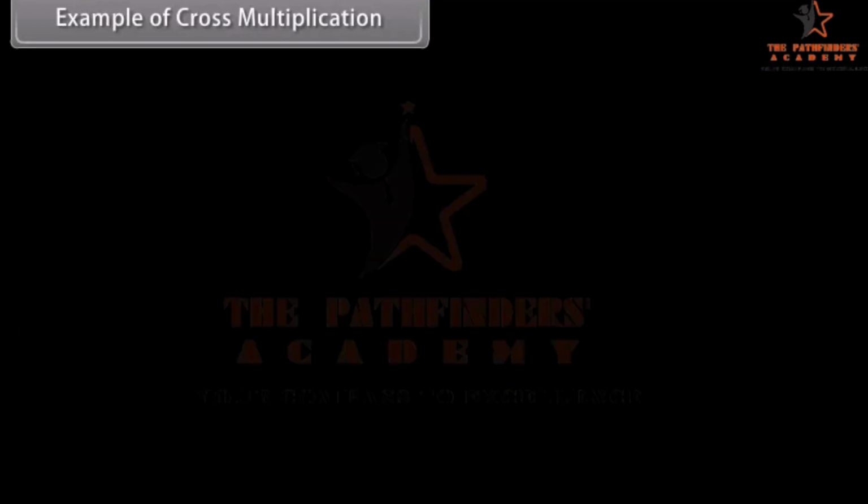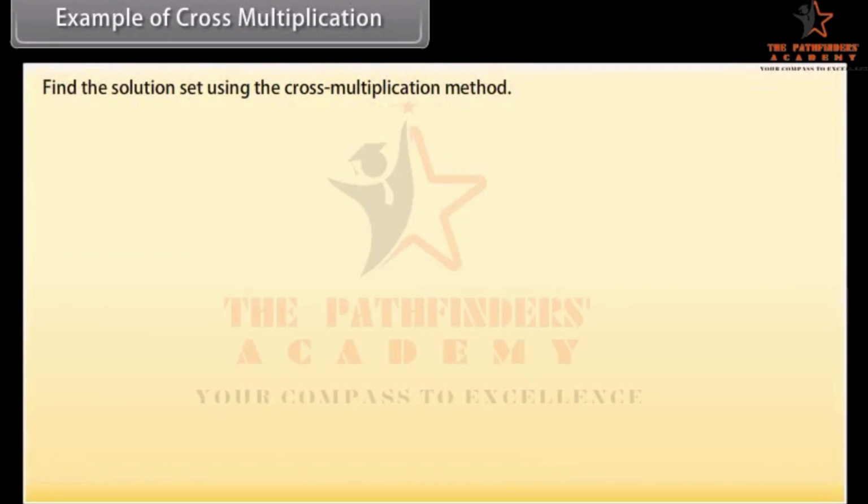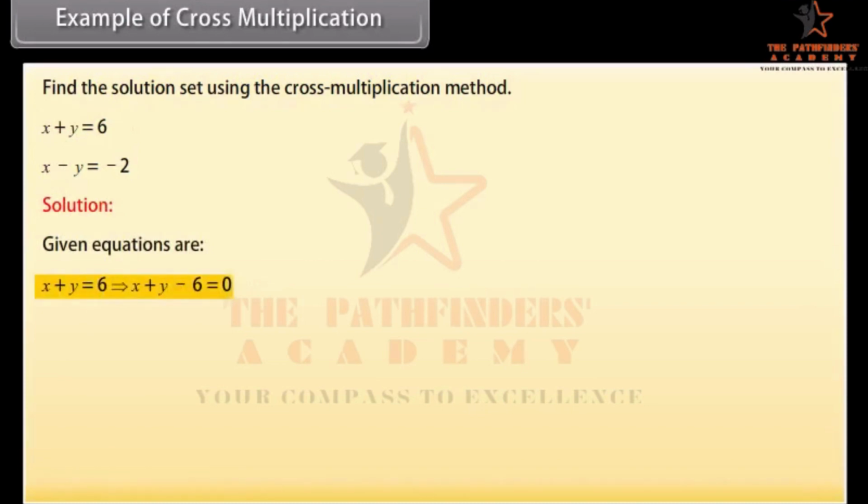Example of cross multiplication. Find the solution set using the cross multiplication method. x plus y is equal to 6, x minus y is equal to minus 2. Solution. Given equations are x plus y is equal to 6, so x plus y minus 6 is equal to 0. x minus y is equal to minus 2, so x minus y plus 2 is equal to 0.